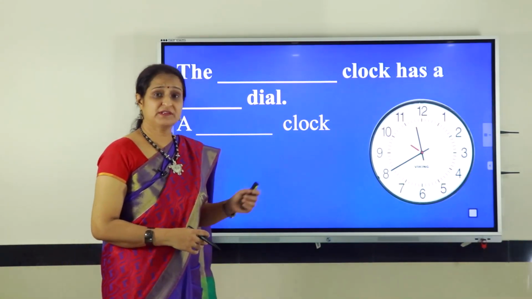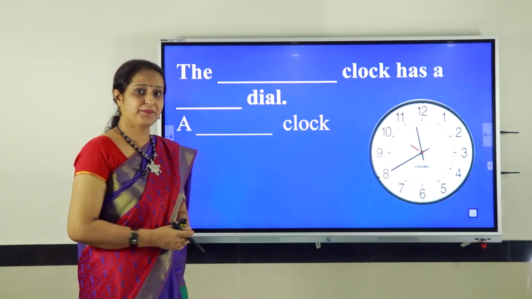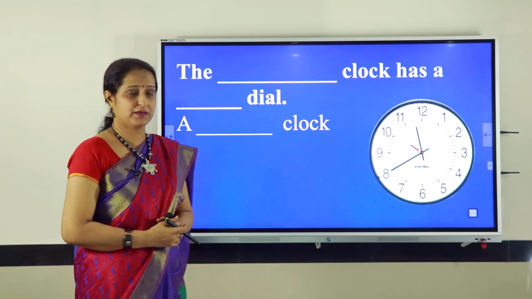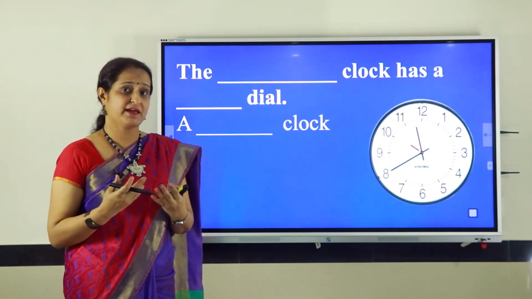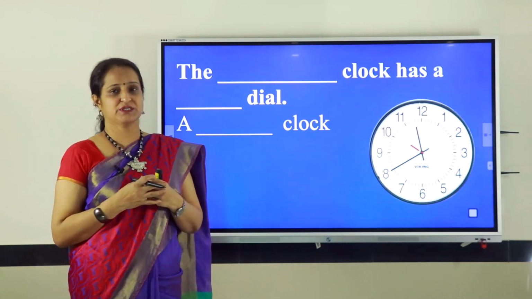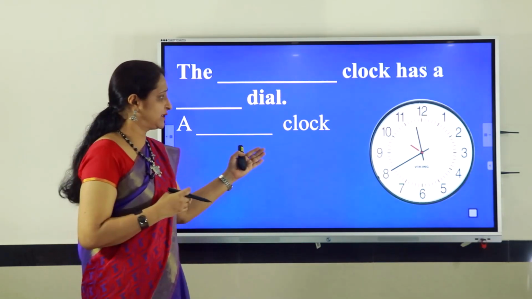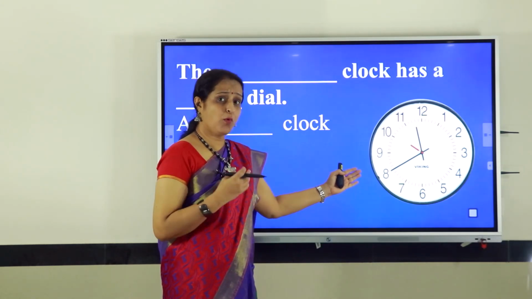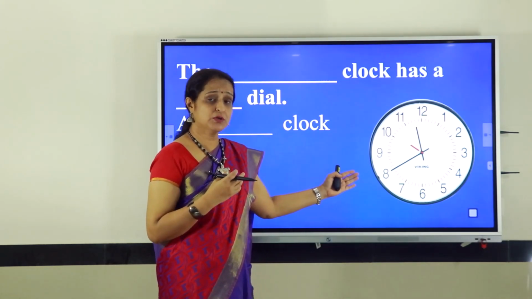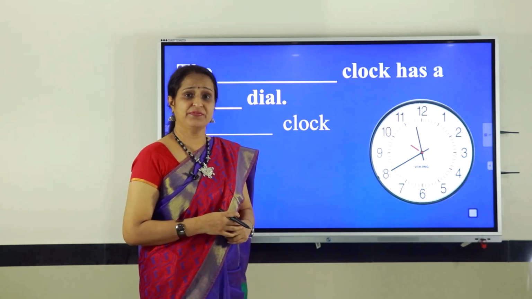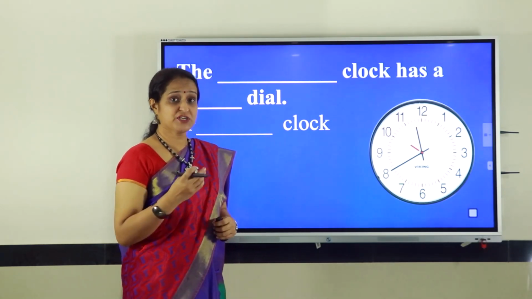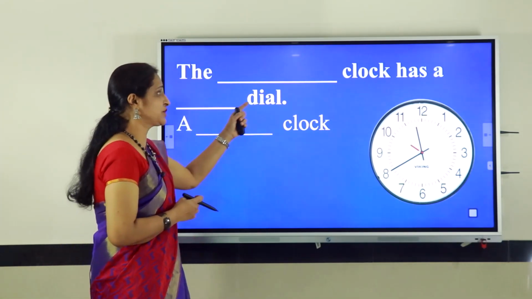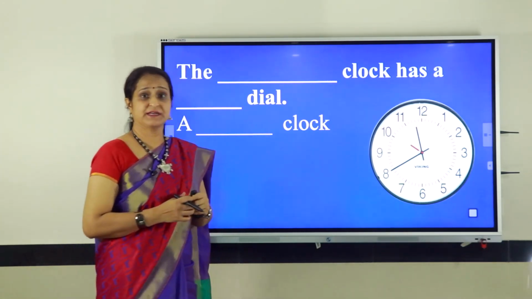What is the name of the thing you see in the picture? Yes, it's a clock. The noun is clock. Now, let us use some describing words to talk more about this clock. Just look at the clock carefully and find out what describing words can be used to talk more about this noun in the picture. We shall read aloud the given sentences. The dash clock has a dash dial.